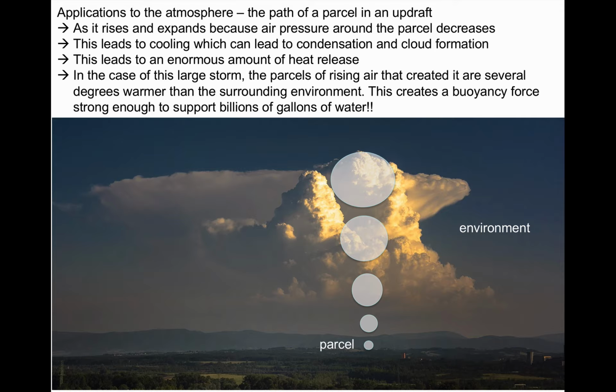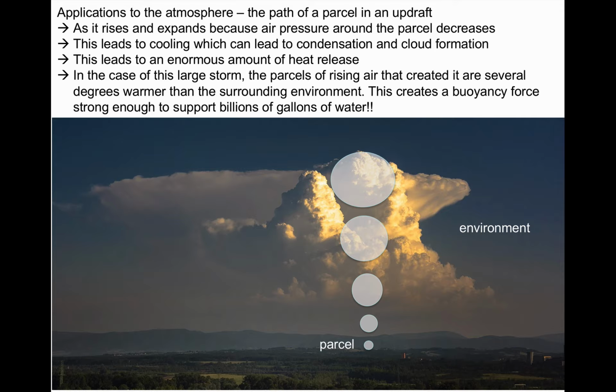And just like the hot air balloon, the parcel of air, or as you see here in this picture, the thunderstorm, is now warmer than its surrounding environment, and therefore it's buoyant and rises on its own. We learned this way back in our lectures on temperature. Warm air rises because it's less dense.